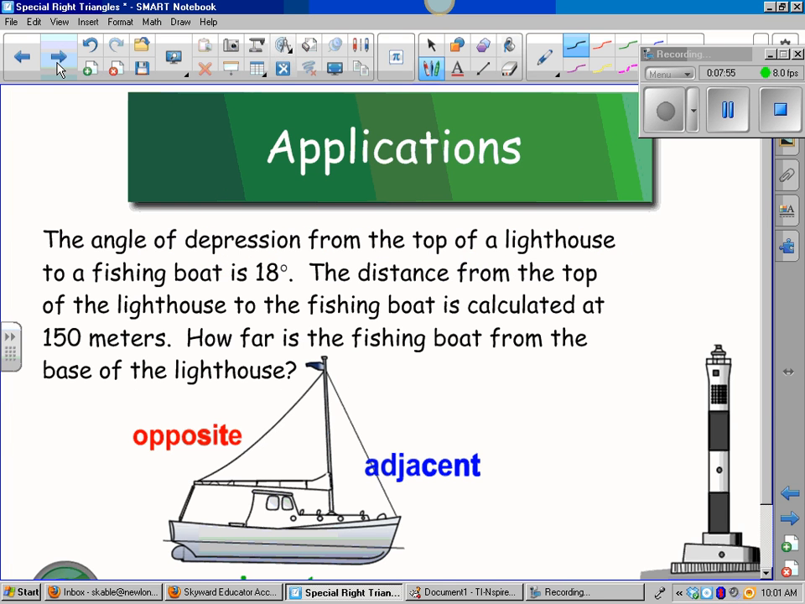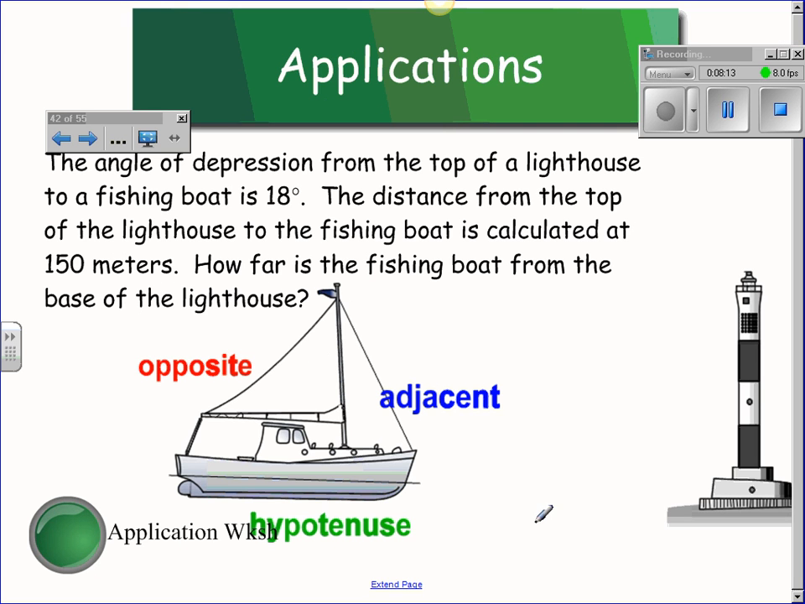Okay, here's another problem. Let's say we have an angle of depression from the top of a lighthouse to a fishing boat, and the distance from the top of the lighthouse to the fishing boat is calculated as 150 meters. How far is the fishing boat from the base of the lighthouse? So what we would do again is make sure that we draw some kind of triangle. And so we would have the boat here. There's your lighthouse. Technically, I should probably make the boat smaller, but oh well. It's the thought that counts. And so we have that particular triangle put in.